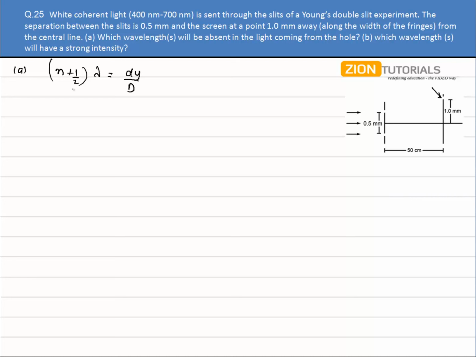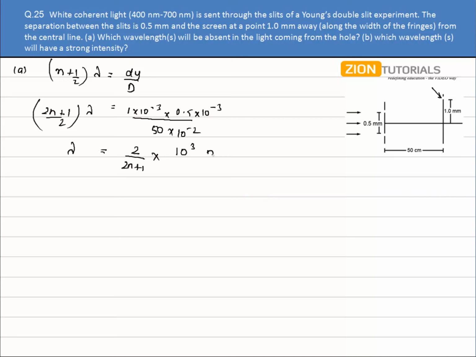So the value of y is given as 1 mm, the value of d is given as 0.5 mm, and the value of capital D is 50 centimeters. That is equal to (2n plus 1) by 2 into lambda. Fine. So it comes out that lambda is equal to 2 by (2n plus 1) into 10 to the power 3 nanometer. Now we know that the value of n varies from 0, 1, 2 and so on.